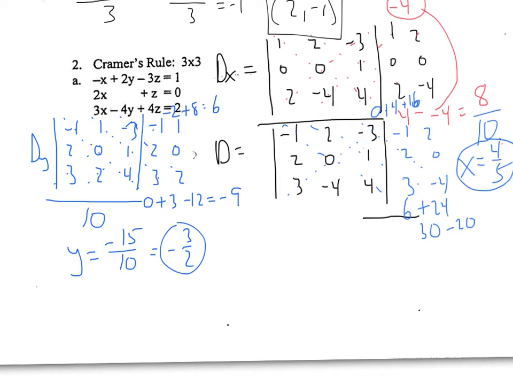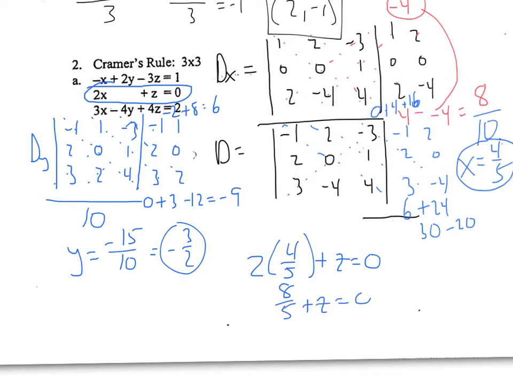What I will let you do, instead of using Cramer's rule for z also, why don't we just pick an equation and plug x and y into an equation to find z. So save you a little bit of time here. In fact, why don't I just use that middle one, because I already know what x is, and then I can find z that way. So I'll have 2 times 4/5 plus z equals 0. So 8/5 plus z equals 0, so z is negative 8/5. So my ordered triple would be 4/5, negative 3/2, negative 8/5.